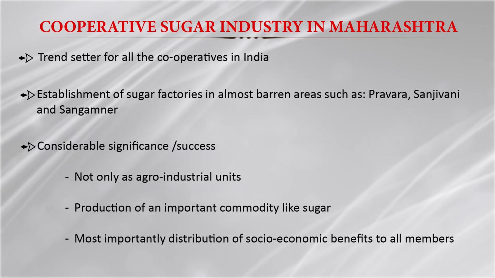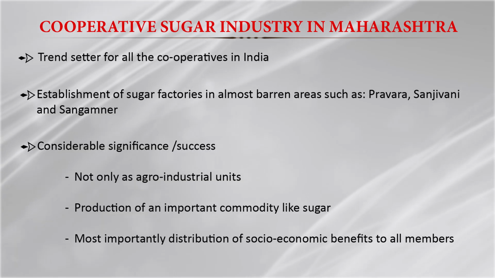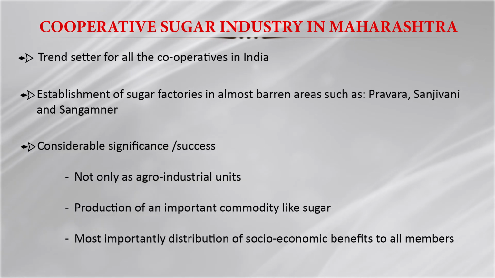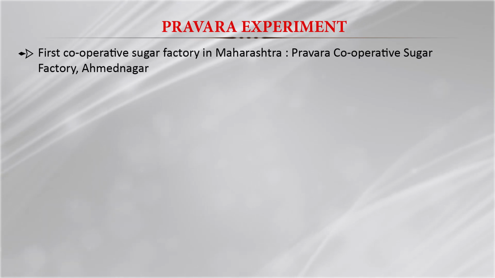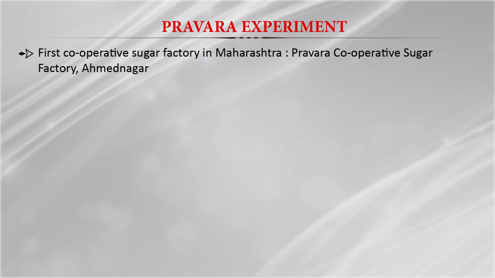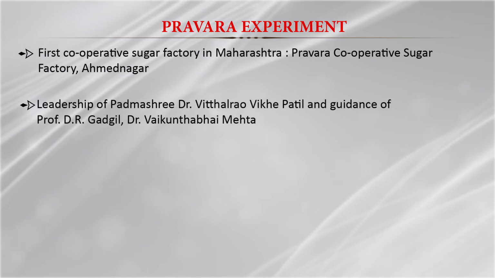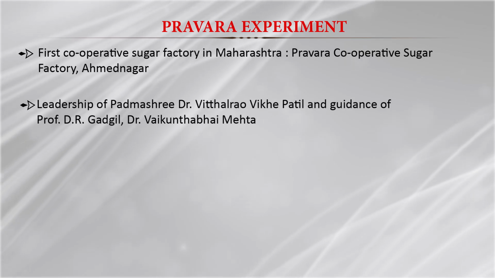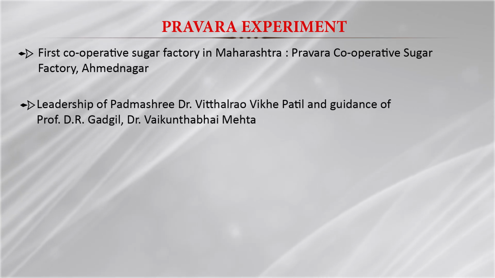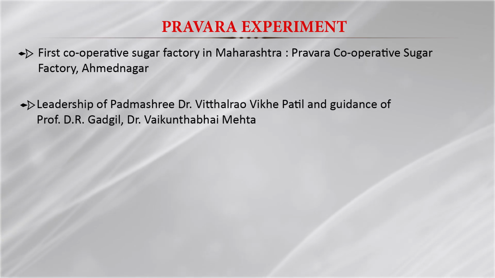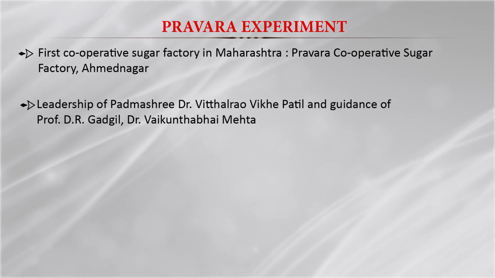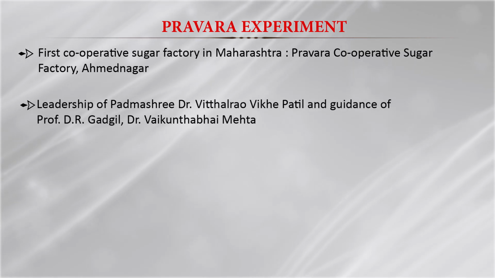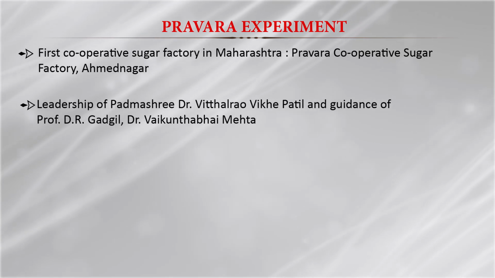The Pravara experiment was the most known and most discussed experiment among the cooperative sugar societies. This was the first cooperative society in Maharashtra, established as the Pravara Cooperative Sugar Factory in Ahmednagar. The leader was Padma Shri Dr. Vithalrao Vikhe Patil, and the society worked under the guidance of Professor D.R. Gadgil and Dr. Venkatbhai Mehta.